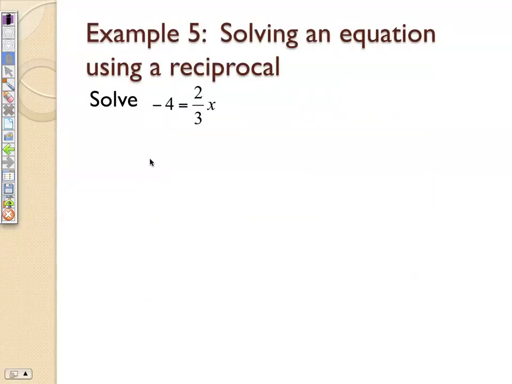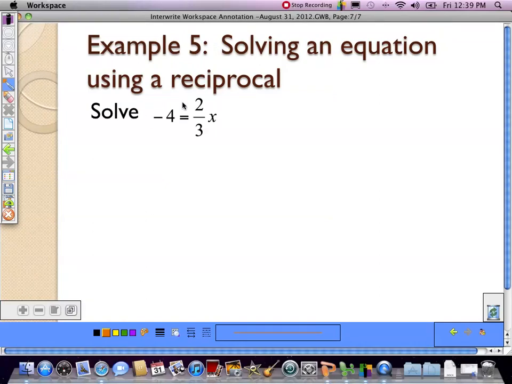All right, example number 5. This is solving an equation using a reciprocal. So let's try this one. Go ahead and start by drawing your line straight through the equal sign. And what side do you think that we need to start on? If you said the right side, you are correct because that's where your variable is located.